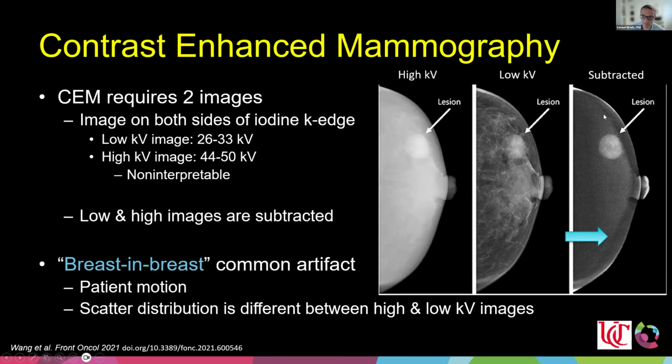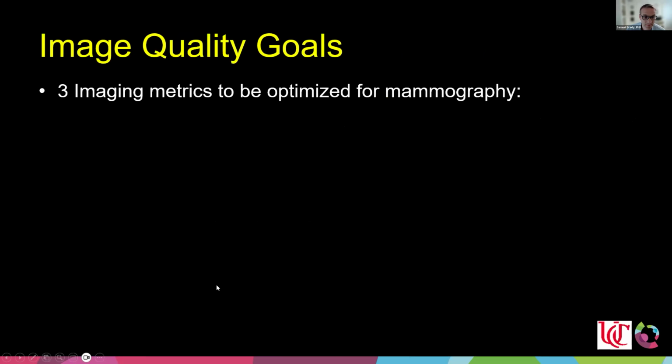And there are some common artifacts. One of them is called breast in breast. And that is due to the fact that at high and low kV, the X-ray scatter distribution is different. And so there's no real way to get rid of that. You just have to read through this artifact.